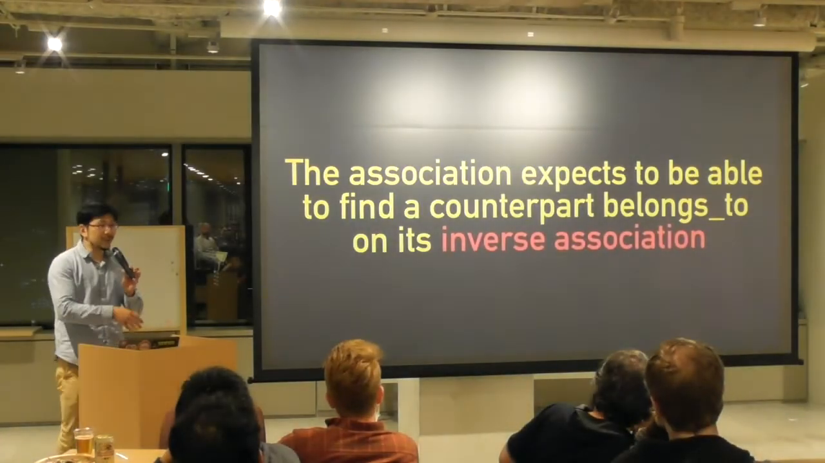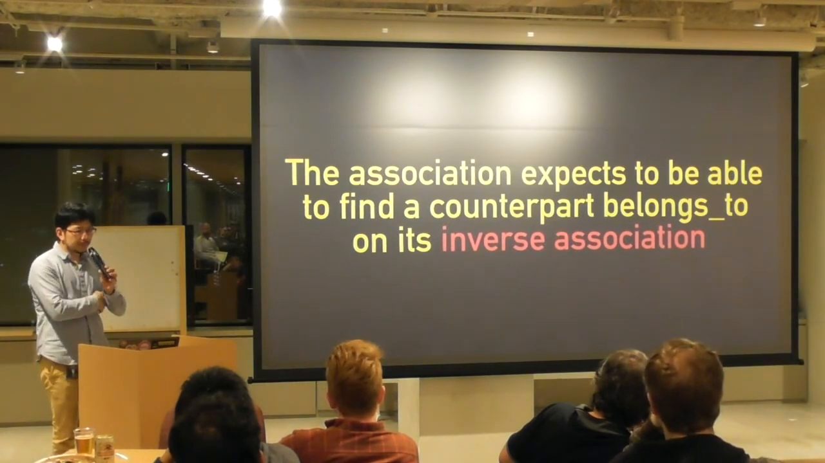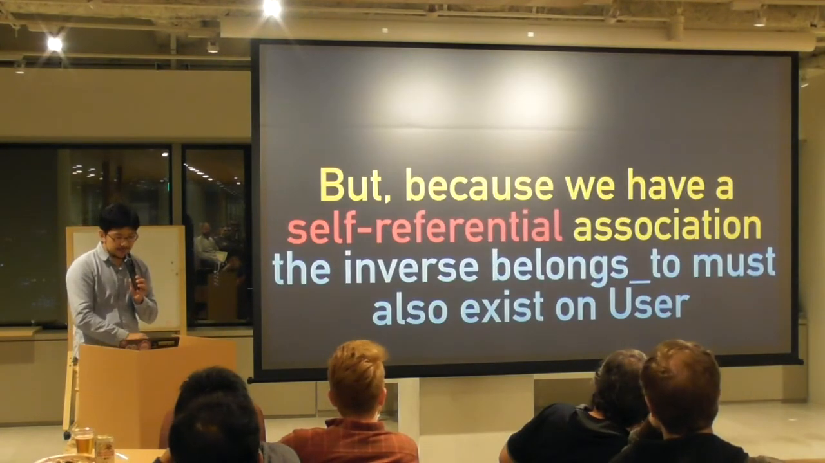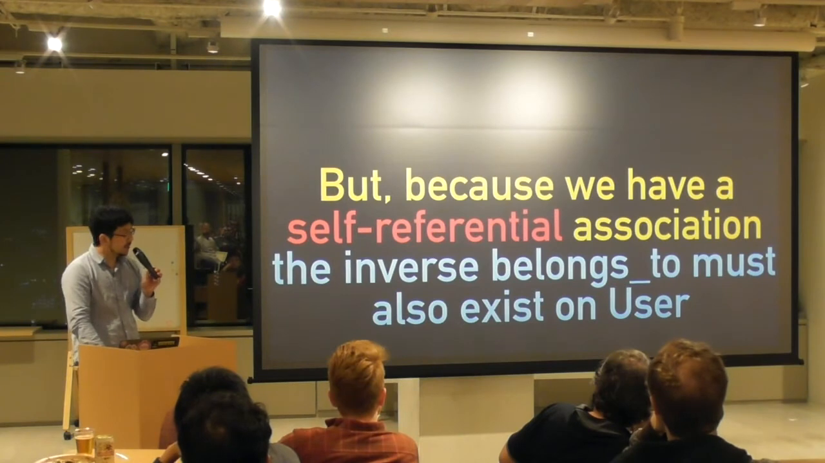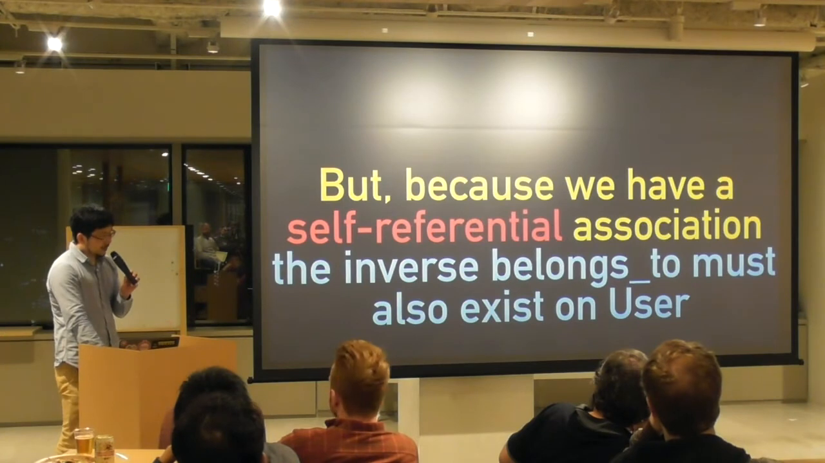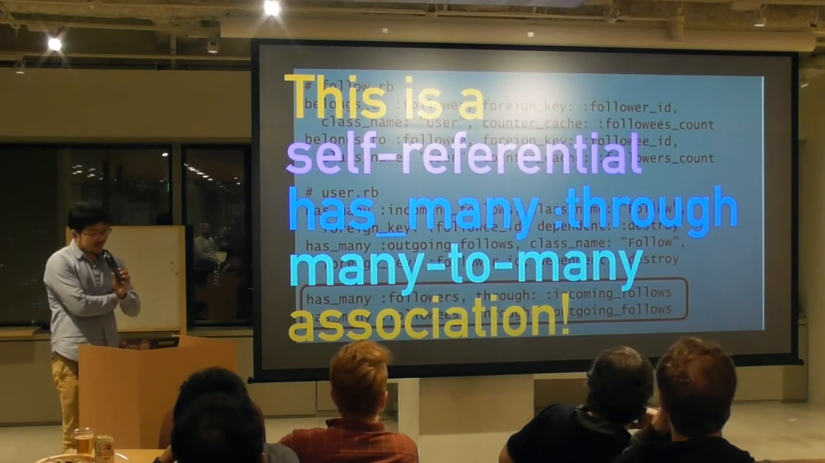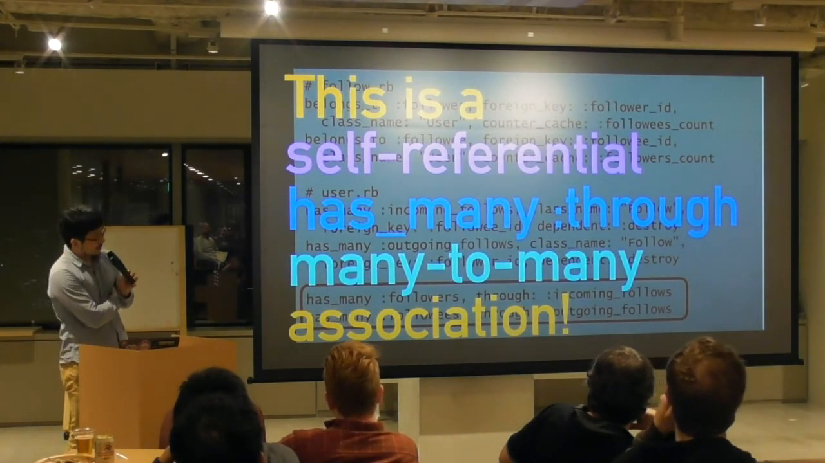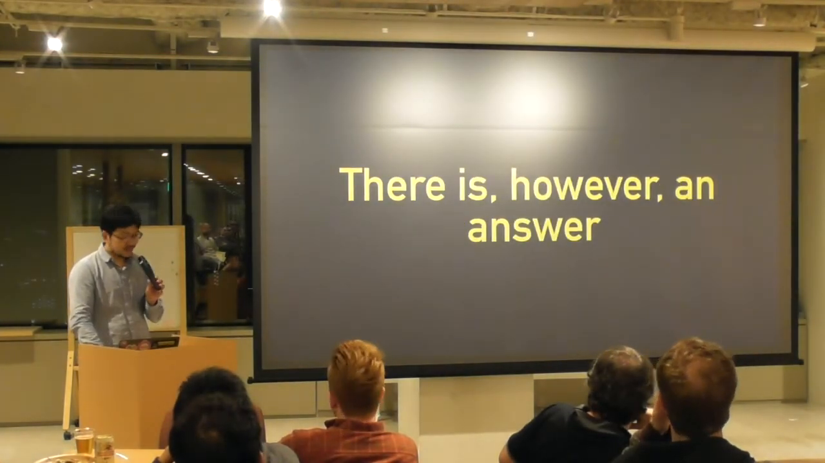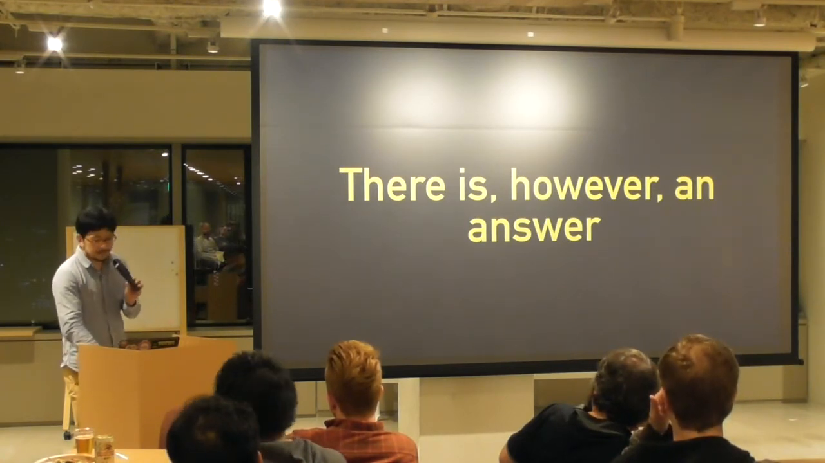Okay, so what the association is expecting is that when you have a has many with a counter cache, it also has a belongs to. And if that's there, then you should be able to find the inverse association. But unfortunately, because this is self-referential, the inverse is actually itself. So it's expecting to have a belongs to on itself as well, which actually doesn't work. So it turns out this is a self-referential has many to many, so there's no belongs to. And I actually think it's a bug in Rails, but I haven't really isolated it enough.